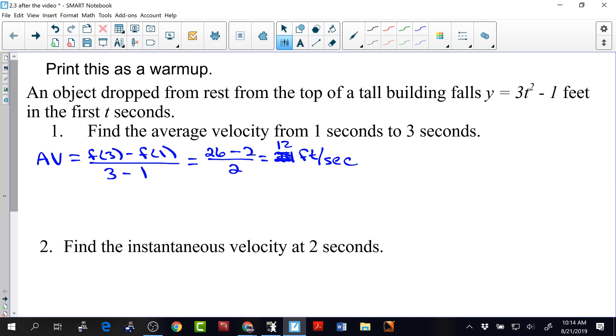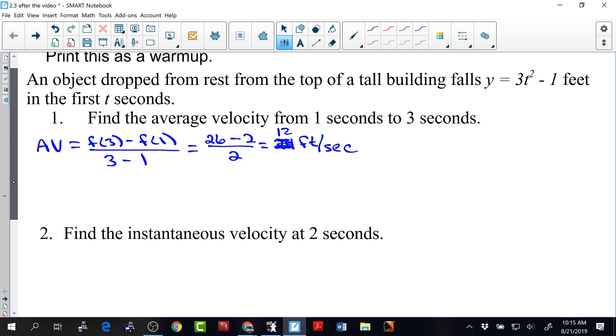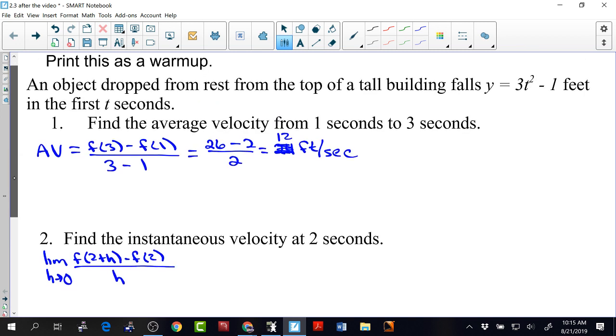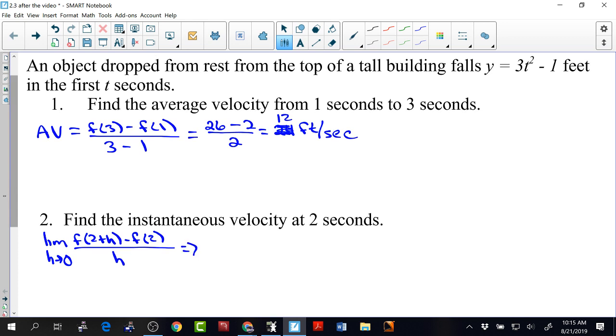Find the instantaneous velocity at 2 seconds. So this is the limit as h approaches 0 of f of 2 plus h minus f of 2, all over h. So we have to create this second point by introducing this h, the second point that's really, really close to 2. That's the calculus. Usually in calculus, the very first step is calculus. Everything after that is something else. Now it's just a lot of algebra.